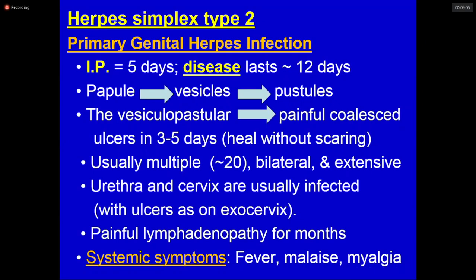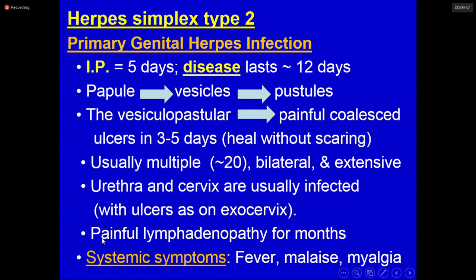So papules, vesicles, pustules. The vesiculopustular lesions, which are a mixture between these two, are painful. And they coalesce with each other, causing ulcers in 3 to 5 days. But these ulcers heal without scarring. Usually the patient gets about 20 lesions, bilateral and extensive. Urethra and cervix are usually infected with ulcers on the exocervix. You know the exocervix. The cervix has the endocervix and exocervix.